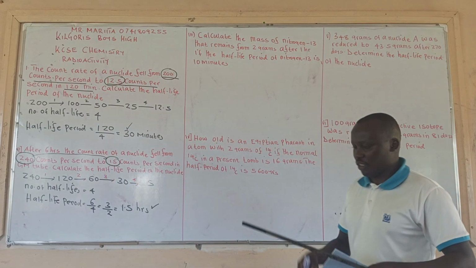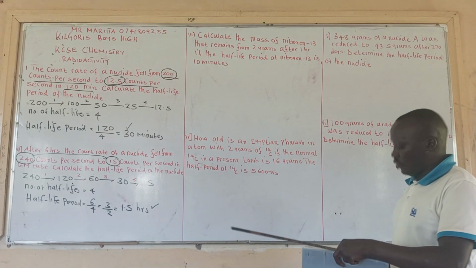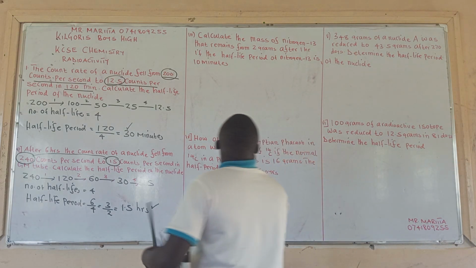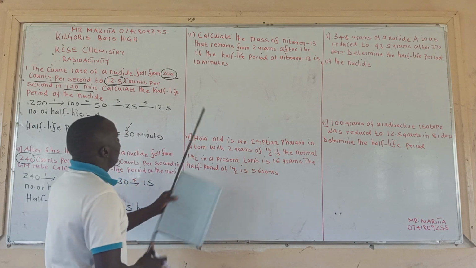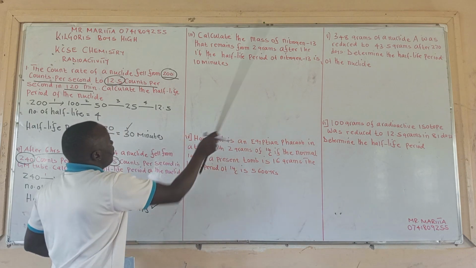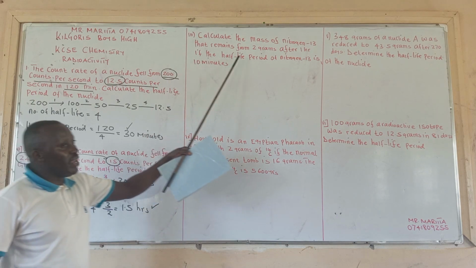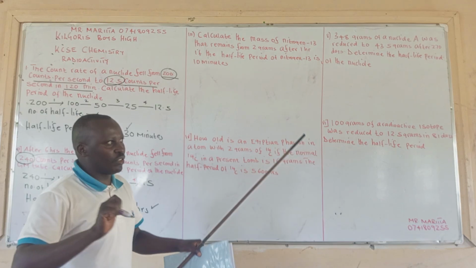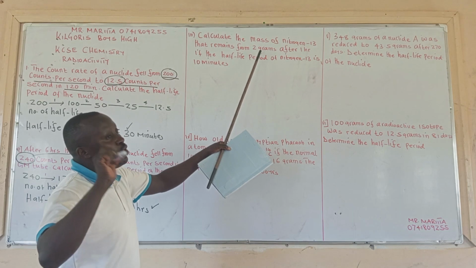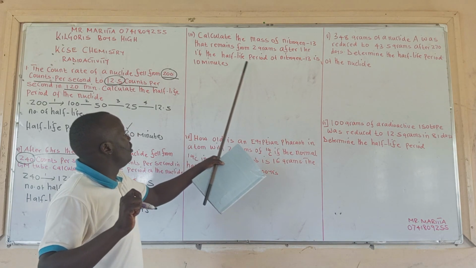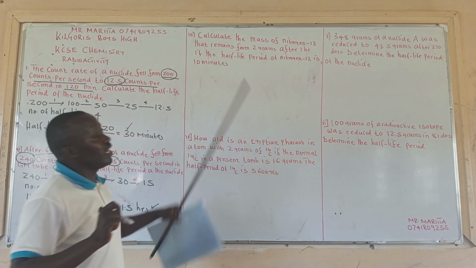Let us move to our next question. Calculate the mass of nitrogen-13 that remains from 2 grams after 1 hour, if the half-life period of nitrogen-13 is 10 minutes.